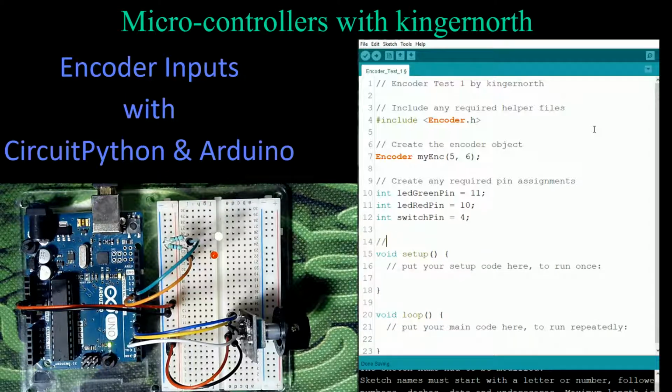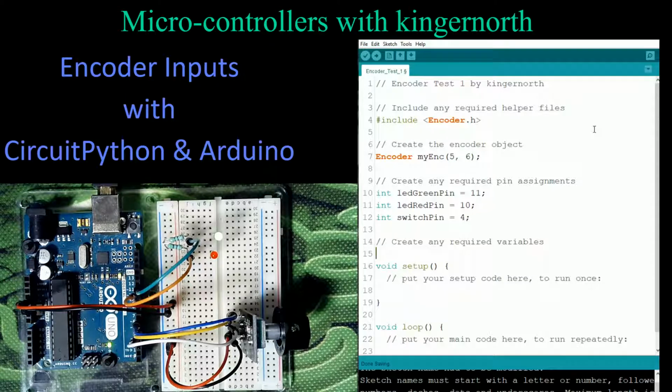We will need to do something, so I'm going to go ahead and put in the title here. We're going to have to create any required variables, and we will need a couple of variables in here. One of the things we're going to do right off the bat, which is suggested in the helper file when you load in the example written for encoder.h, is give it what they refer to as old position.